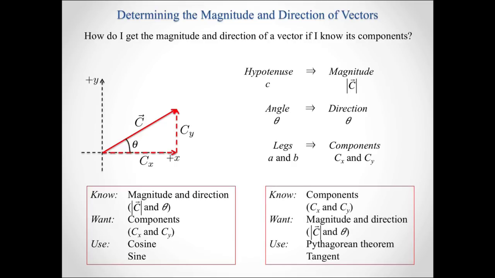But we want to go in the opposite direction here. So now we know what the components are. I know Cx and Cy, but what I'm interested in is the magnitude and direction. I want to use the Pythagorean theorem and the tangent. For the Pythagorean theorem, a squared plus b squared equals c squared, we're going to solve that for c, and so we'll end up with something that has the square root already taken care of in it. And then for tangent, to get theta, we want to take the inverse tangent. That's the way that we'll end up getting the magnitude and direction.